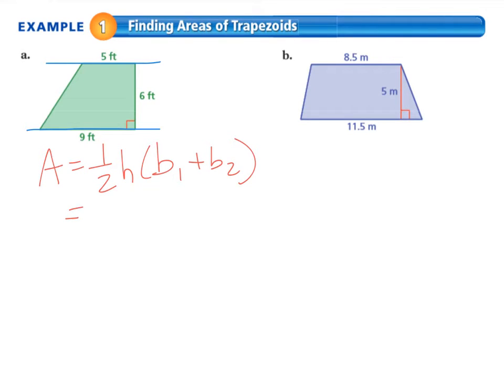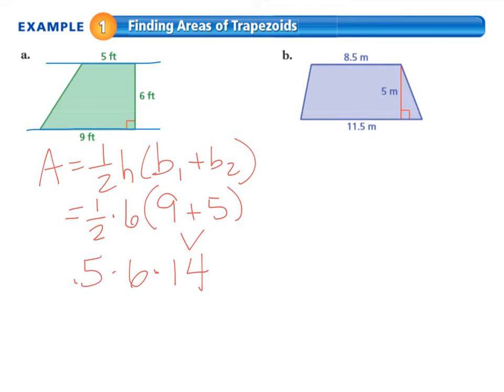All right, so B1 and B2 have to be the 9 feet and 5 feet. That leaves the perpendicular height to be 6. So 1/2 times 6, in parentheses I'm going to put 9 plus 5. And PEMDAS tells us that the first thing I have to do is take care of parentheses. So 9 plus 5 is 14.